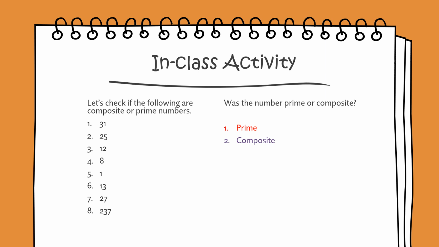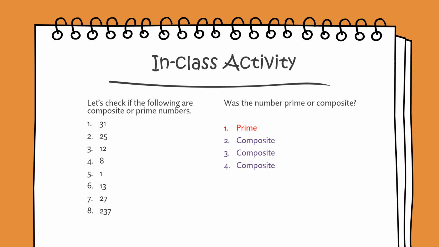For the next 2, for 3 and 4, we have 12 and we have 8. Both of these are even numbers, and since they're even numbers, we know that they can be divided by 2. We know that 12 divided by 2 is 6, and 8 divided by 2 is 4. So that makes both 3 and 4 composite numbers as well.